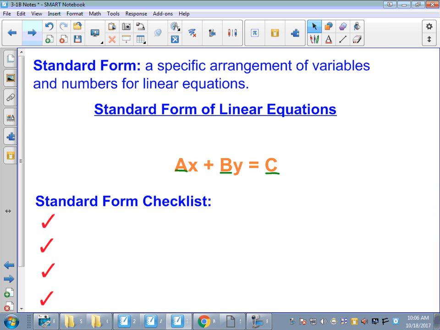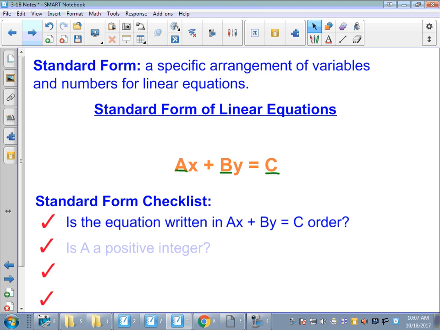Now, in addition to putting the numbers in that order, that's the very first thing. So to check to make sure that it's in standard form, there's several things that we're going to be looking for. Not only does it have to be in that particular order, so the x value has to be first, added or subtracted from the y value, equal to some number. Some people ask, well, can the x and the y be in a different order? No, not if it says standard form. So the very first thing you have to check for is the equation written in the right order.